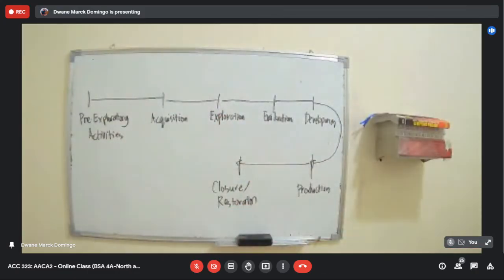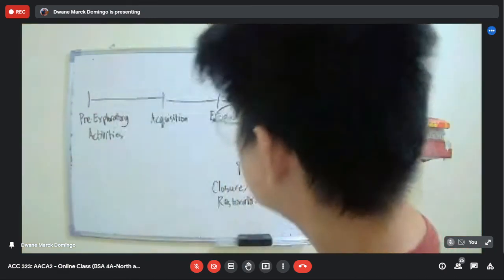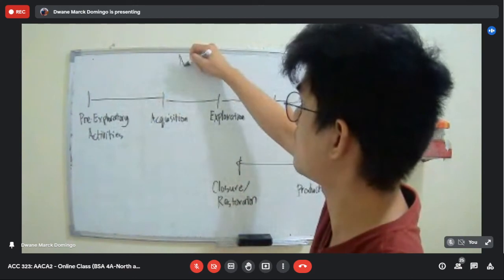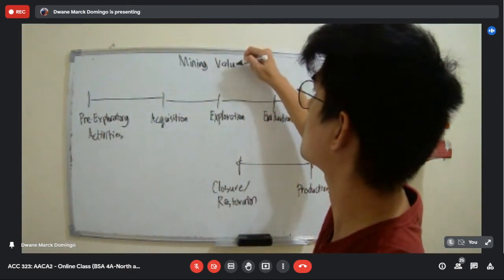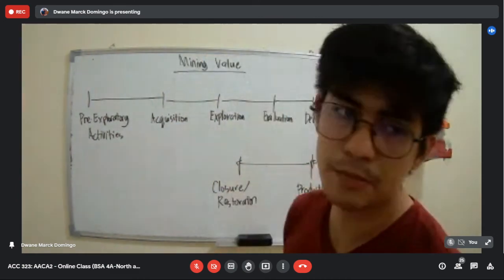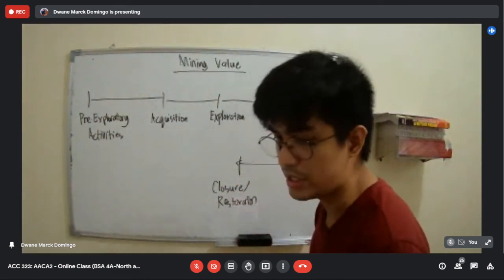So ito, ito na yung mic. So ang tawag dito is mining value chain. So ito yung mga stages ng mining. So para mas lalo nyo ma-appreciate kung bakit sinasama yung mga ganitong costs sa wasting asset.